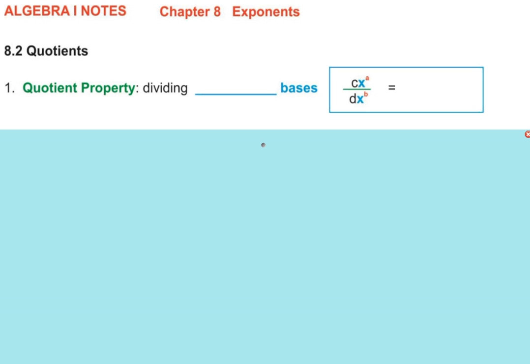All right, quotient property. Again, we've already done this, dividing like bases. And again, don't misappropriate the exponent. In this one, you still have the C on the top. You still have the D on the bottom. And then you're simply doing x to the a over x to the b equals x to the a minus b. It's the most simplistic way to do the problem.